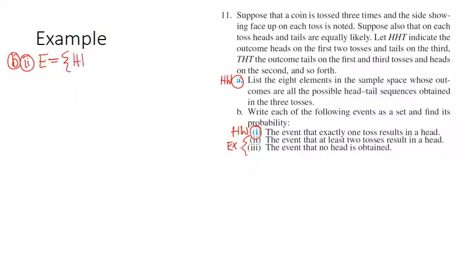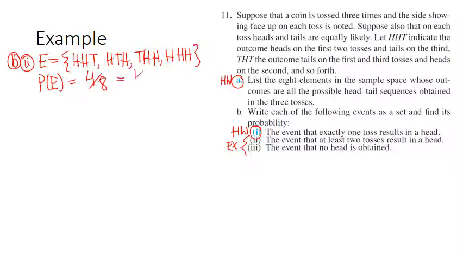So I could get the 2 heads at the beginning, or I could get 1 head and then a tail and then another head, or I could get the tail first and then the 2 heads, or I could get all 3 heads. So that is all the ways to get at least 2 heads. And so the probability of this then would be there's 4 in the event, and then there's 8 in the total sample space. So that is 1/2.